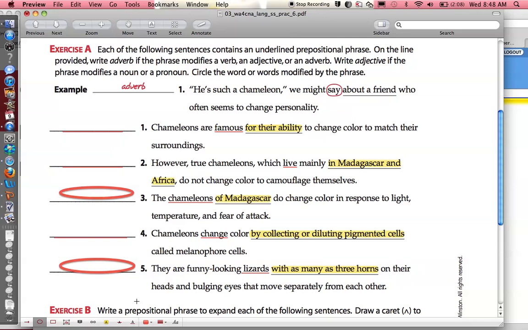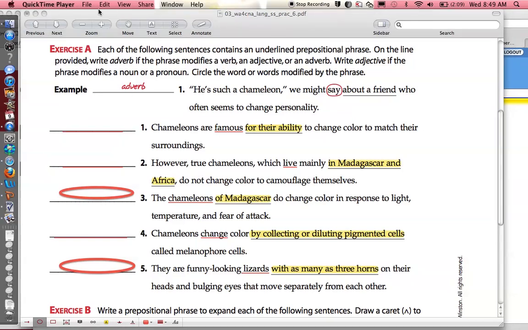So I hope that helped. Many of you had issues with just identifying the prepositional phrases at all. So if you need extra help with that, again, go back and review in Chapter 1 of Parts of Speech. Thank you. Goodbye.